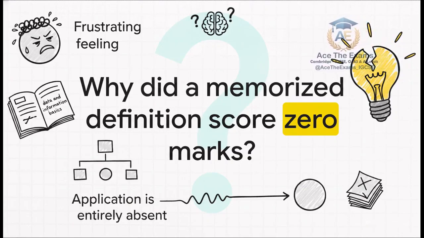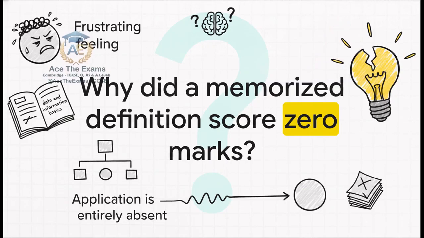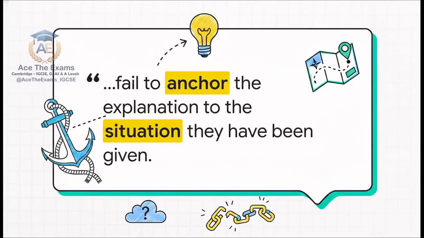And you do. Students frequently know the theory flawlessly. They can recite the textbook definition of data processing word for word. But then, they completely bomb the question because of one missing ingredient. The definitions are there, sure, but the application is entirely absent. This perfectly highlights the examiner's biggest frustration.